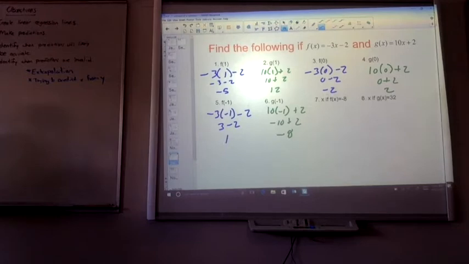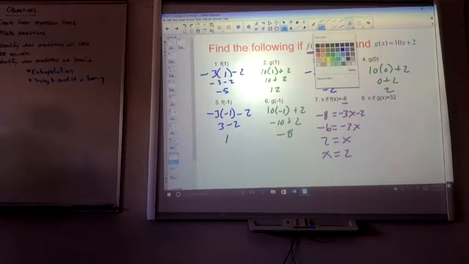I use the f. What am I going to do with this negative 8 though? Do I plug it in for x like I did on all these others, or do I replace f at x? I replace f at x. So this right here goes in for it. Add 2 to both sides. Divide each side by -3. Done. Okay?